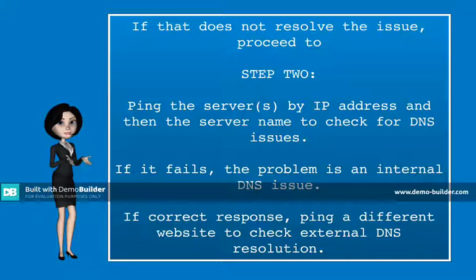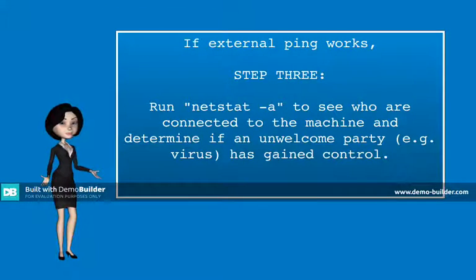Ping the servers by IP address and then the server name to check for DNS issues. If it fails, the problem is an internal DNS issue. If correct response, ping a different website to check external DNS resolution. If external ping works, Step 3.